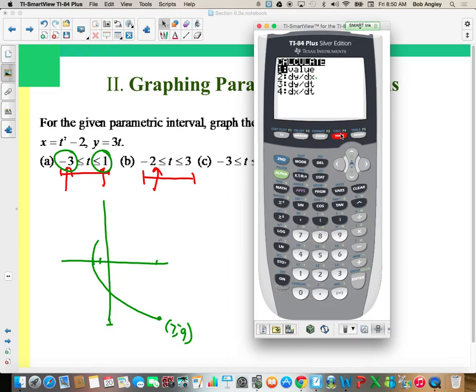So what that means is we can't do min, max, intersect, 0, any of those things that we can do in function mode.